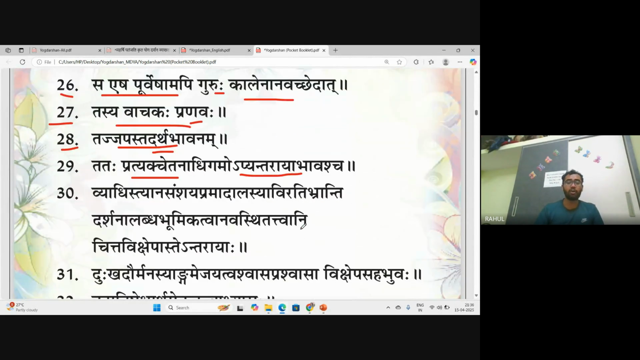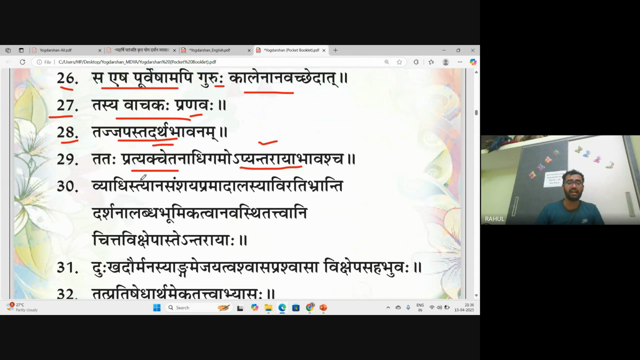Now the question: what is Antaraya? Sutra number 30. These are the nine Antarayas: Vyadhi, Styana, Samshaya, Pramada, Alasya, Avirati, Bhrantidarshana, Alabdhabhumikatva, Anavasthitatvani. These Antarayas cause Chitta Vikshepa. Vikshepa means the Chitta will be disturbed because of the effect of the Antaraya. So the practice of japa of the Omkara helps to reduce the effect of the Antaraya.